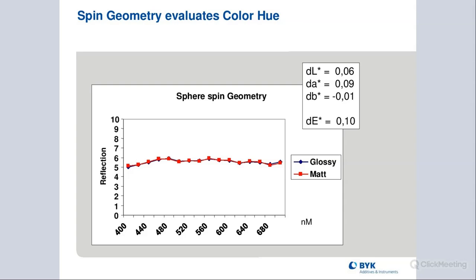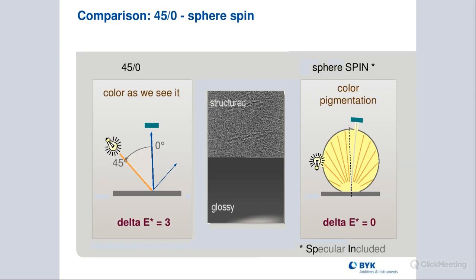And therefore, when we look at the sphere curves, they'll be very, very similar to one another and almost laying on top of each other with very little color difference, as shown here at a 0.1 delta E. So essentially exact. And again, just to summarize, for structured and glossy surfaces, either I want a delta E to be apparent in 45/0, or I don't want the delta E to be apparent, and that's when I would use a sphere specular component included instrument.